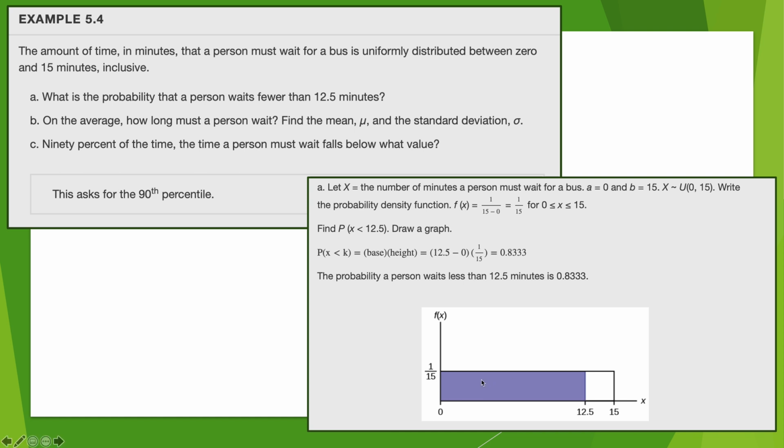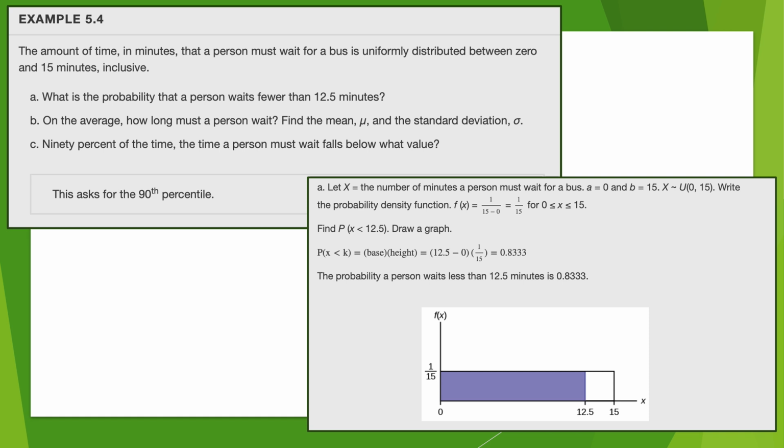And then I have to do length times width, which is a length in this purple rectangle of 12.5 times the width, which is 1/15. Another way to look at it is b minus a, the highest value minus the lowest value, which is 12.5, times 1/15, which is 0.8333. So the probability that a person waits less than 12.5 minutes is 0.8333. It really goes on forever, and if you rounded it off to the nearest hundredth, you could say 0.83, or 0.83 with the 3 repeating.